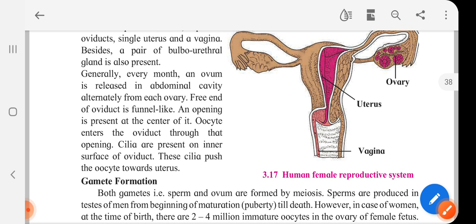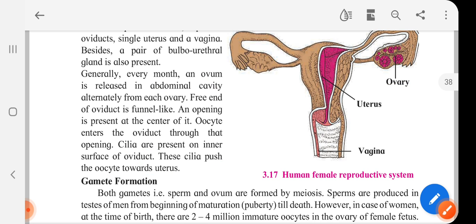Generally, every month an ovum is released into the abdominal cavity alternately from each ovary. So if an ovum is released from this ovary, next month it will be released from the other ovary. The free end of the oviduct is funnel-like. An opening is present at the center of it. The oocyte enters the oviduct through that opening. Cilia are present on the inner surface of the oviduct. These cilia push the oocyte, that's the ovum, towards the uterus.